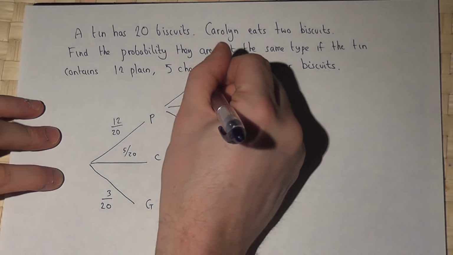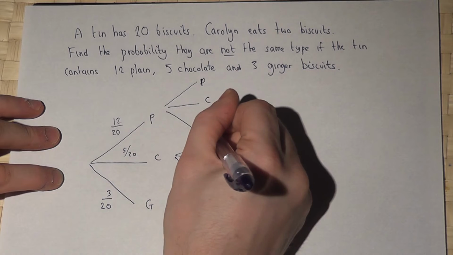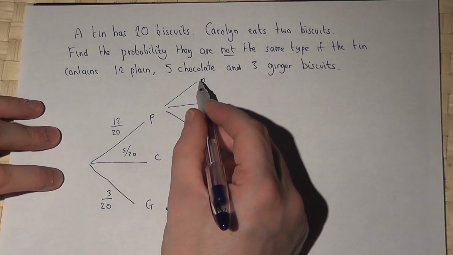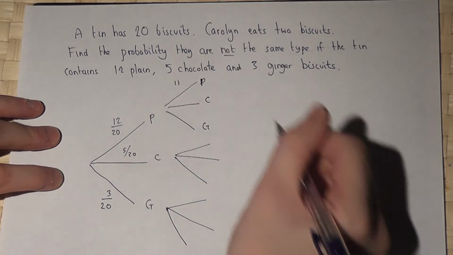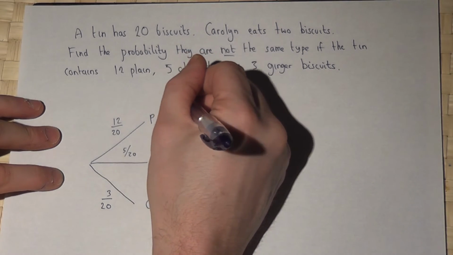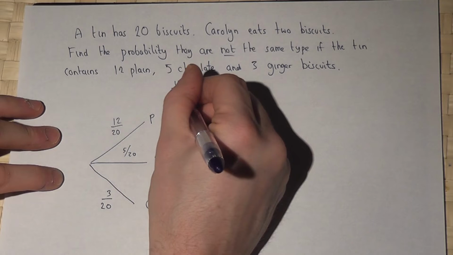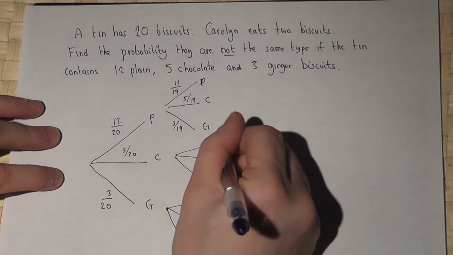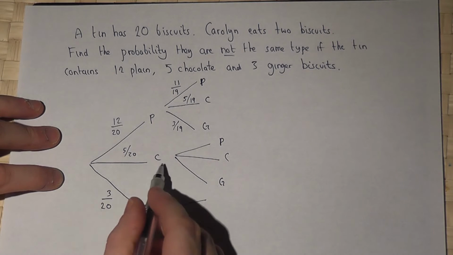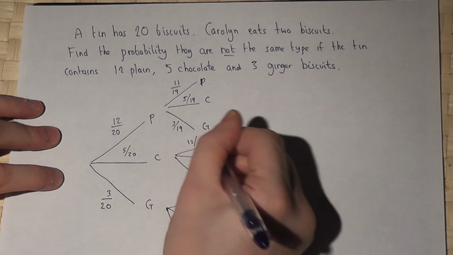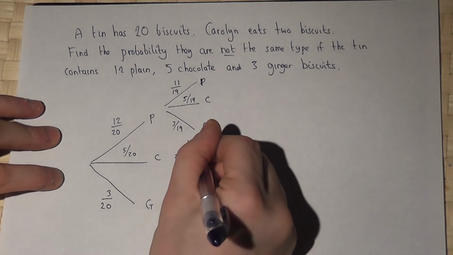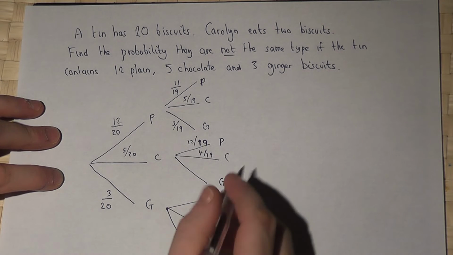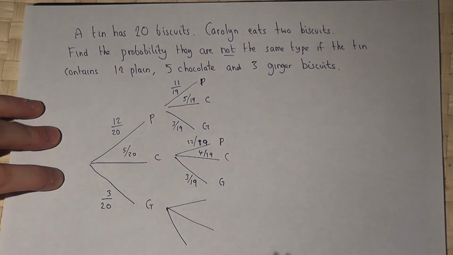So if she got a plain biscuit first, when she goes in for the second biscuit, there are only 11 plain left out of 19. There are still 5 chocolates and still 3 ginger. However, if she got a chocolate first, there are still 12 plain, but now there are 4 chocolate. And now there are still 3 ginger.